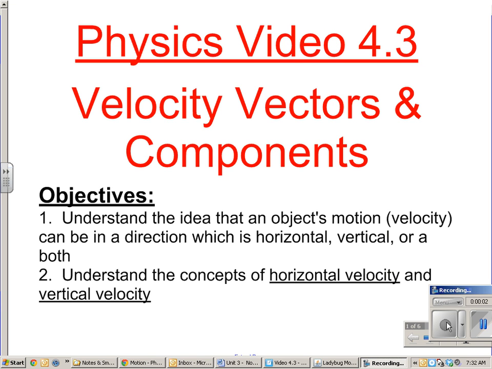All right, welcome to Physics Video 4.3. We're going to learn today about velocity vectors and components of velocity vectors. This should hopefully be a pretty short video. So here's your two objectives.